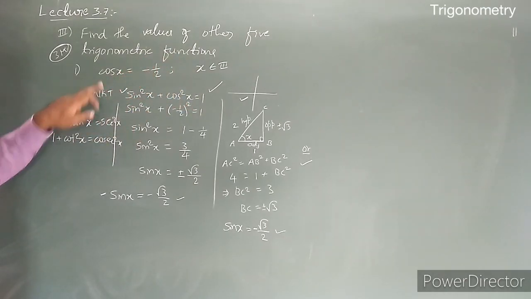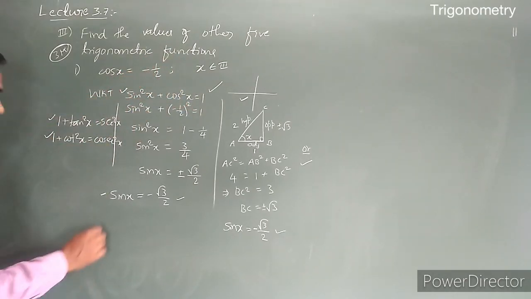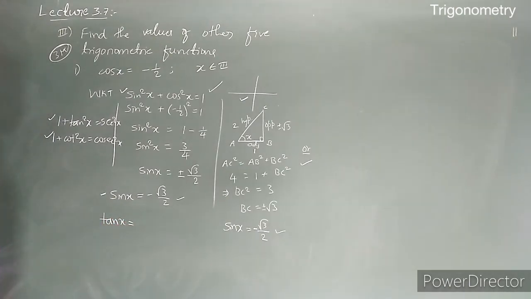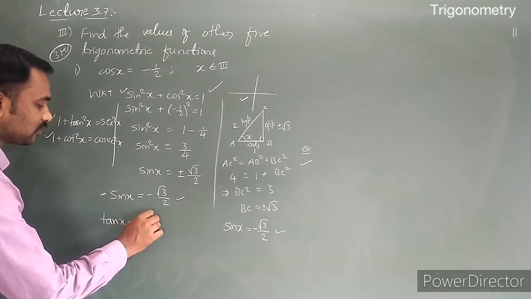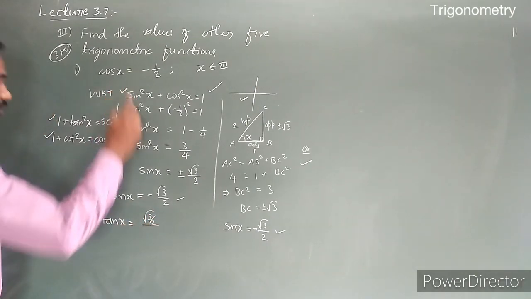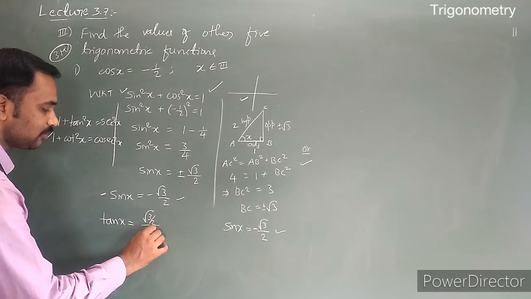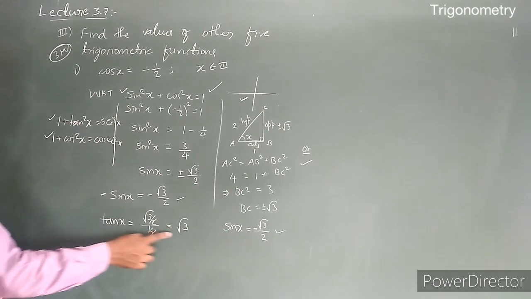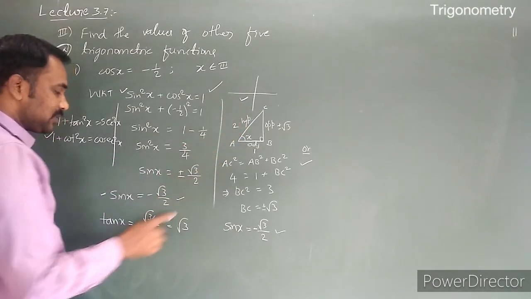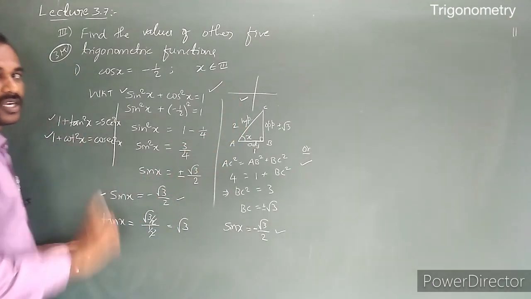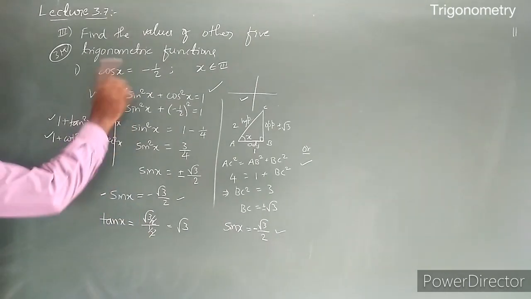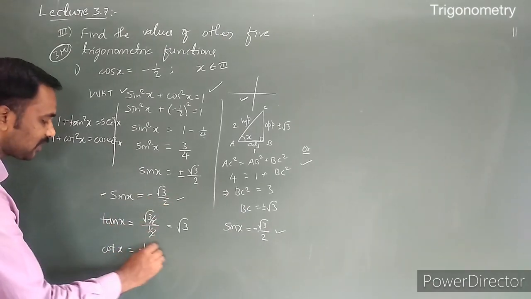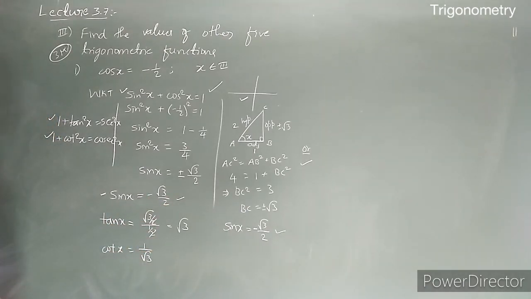Only one value remains. What is the remaining value? Tan value. What is tan x? Sin x divided by cos x. So root 3 divided by 2, and for cos x just write the positive value, 1 by 2. The 2s get cancelled. Just write root 3. In the third quadrant, is tan positive or negative? Yes, it is positive, so take it as a positive value only. Okay. Next, cot of x. Cot x is the reciprocal of tan, that means 1 divided by root 3.